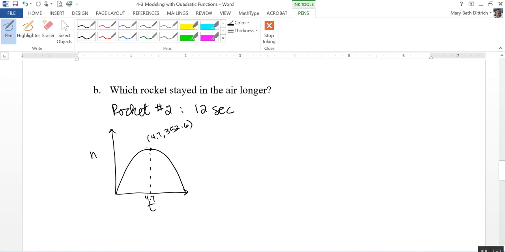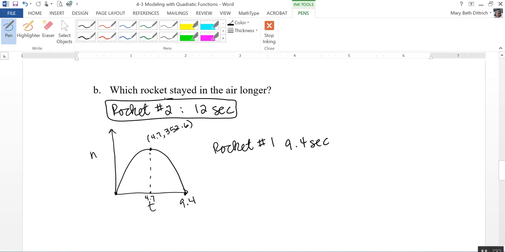And we know that when it goes up, it's symmetrical when it comes back down. So the distance from 0 to 4.7 is 4.7, and then from 4.7 to when it hits the ground is another 4.7 seconds, and that's going to be 2 times 4.7, or 9.4. So rocket number 1 was in the air for 9.4 seconds. So in this case, again, rocket number 2 comes through, staying in the air for 12 seconds.